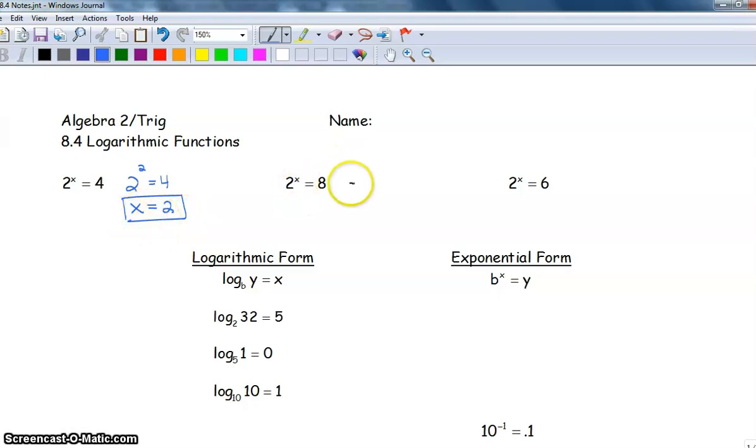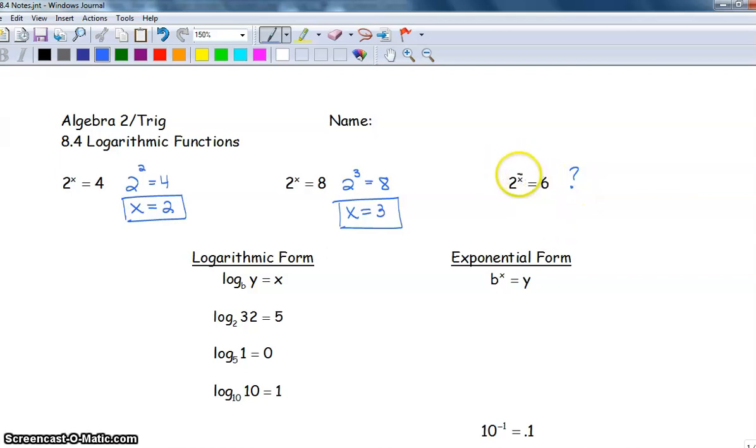2 to what power gives us 8? And yes, 2 to the third power gives us 8, which means x is going to be equal to 3. 2 to the x power is equal to 6. So 2 raised to what power gives you 6? Well, we know it's not 1, it's not 2, it's not 3. If 2 is 4, 3 is 8, we know it's going to be somewhere in between 2 and 3, but we don't know what exactly it is.